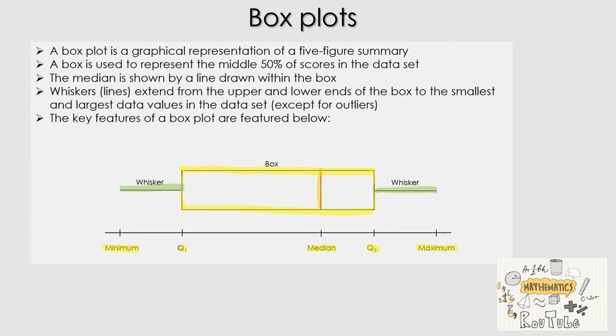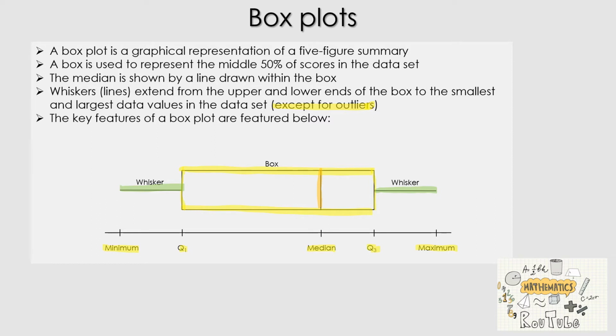Now it's really important, and I'll just highlight it in yellow, this little statement here. Okay, so let's read that again. The whiskers extend from the upper and lower ends of the box to the smallest and largest data values in the data set, except for outliers. Now, if you're not too sure about outliers, don't worry, because I'm going to cover them quite shortly, but it's important to know that the whiskers do not extend to the outliers. The whiskers extend to the maximum value that is not an outlier and the minimum value that's not considered an outlier. And in a little bit, we're going to go through how to calculate outliers and get a better visual representation of outliers on a box plot.